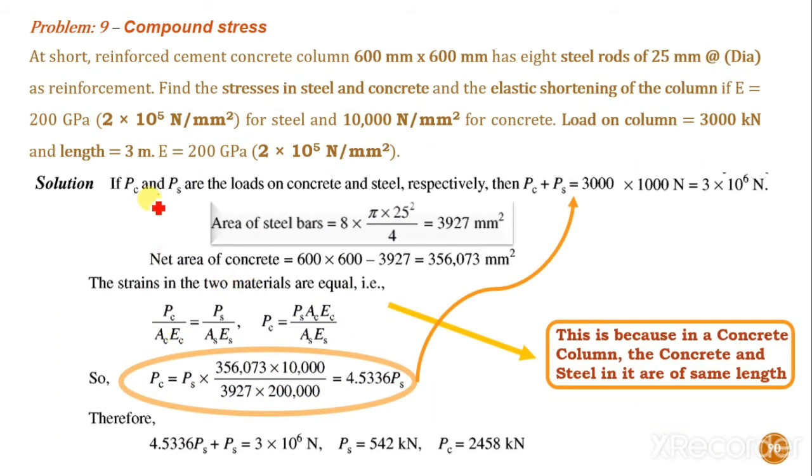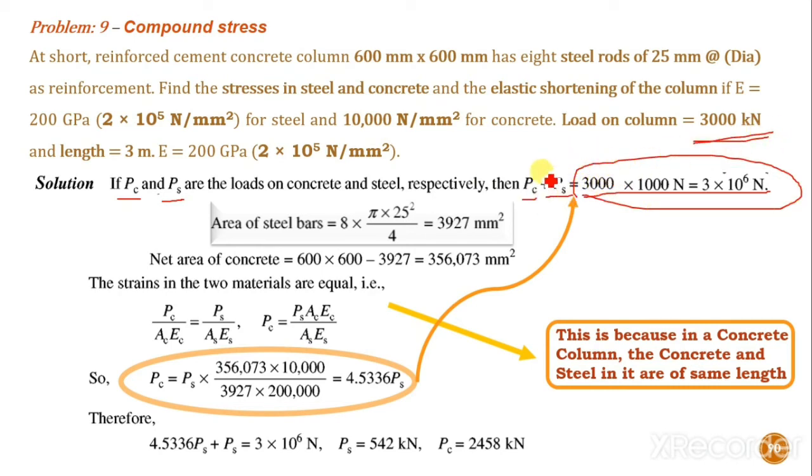So here is the solution. P C and P S are the loads acting on that body. Therefore, from the first equation of equilibrium of forces, P C plus P S is equal to 3000 kilonewton, that is 3 into 10 to the power of 6 Newton. This is the total load acting upon the column, and this value is being shared by concrete and steel. This is the cross sectional area of the steel, pi divided by 4 into d square, the cross section of each bar, into 8 gives the cross sectional area of the 8 steel bars.